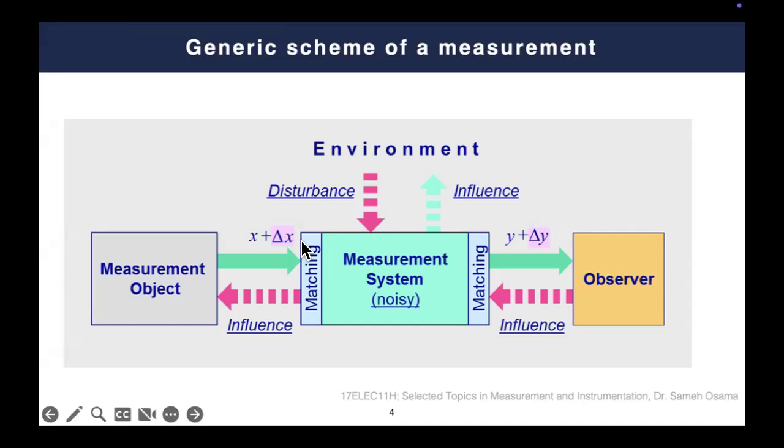And it's very important to monitor these delta X and delta Y because we are going to consider this under the title of the sources of error. So as you can see here, the source of error might be in the object itself, might be in the sensor, might be in the observer. These types of errors we are going to consider in the next half of this chapter.